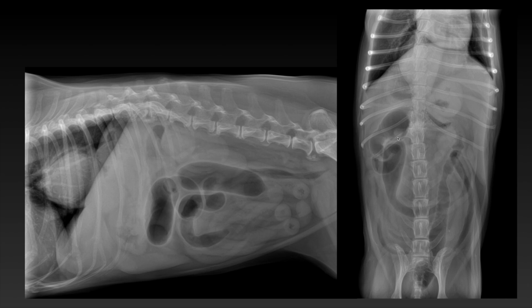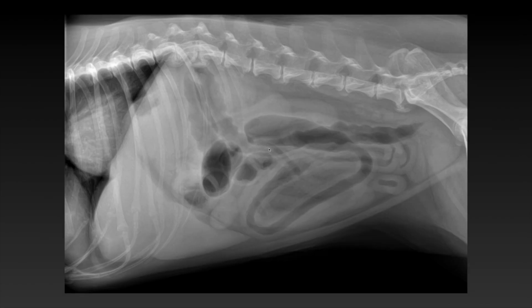The descending colon contains a moderate amount of gas and the wall is partially corrugated. This is seen here in the VD projection. There are many small contractions, and also in this lateral projection.